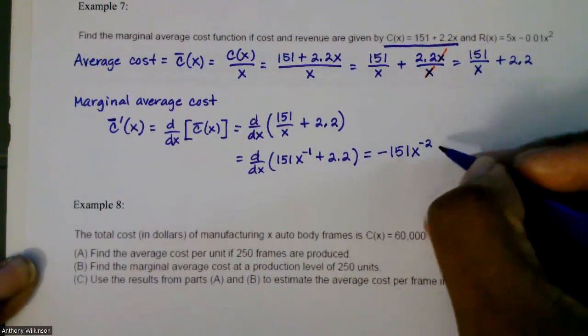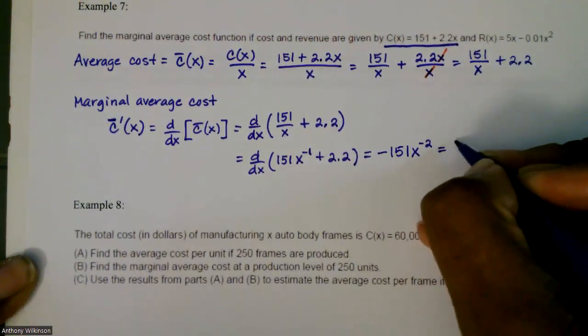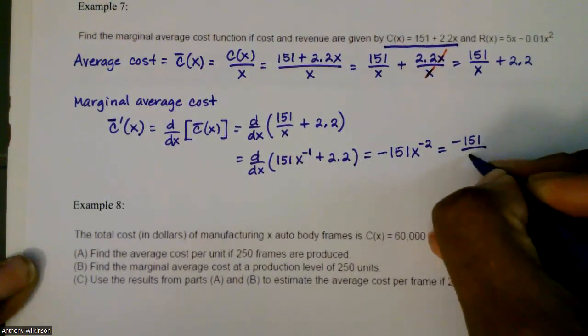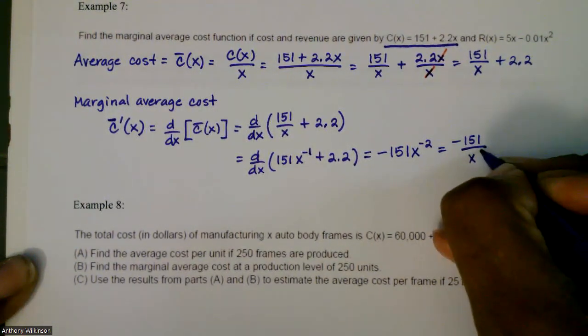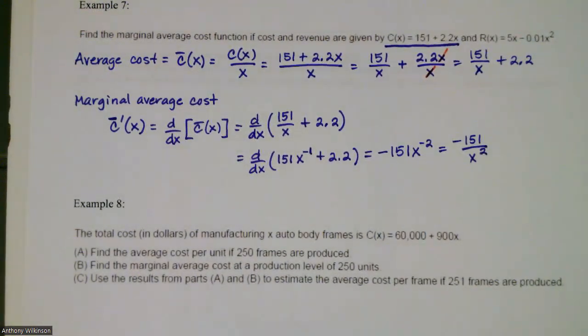So I have negative 151 x to the negative 2. And using positive exponents, I have negative 151 in the numerator. The x will be in the denominator, but that exponent for the x will be positive. So negative 151 over x squared. That would be the marginal average cost function for this situation.